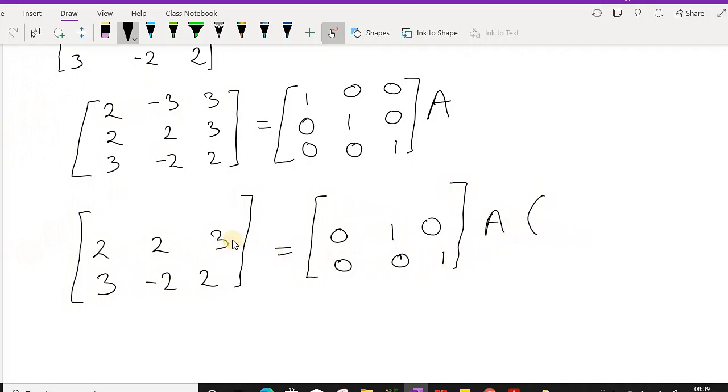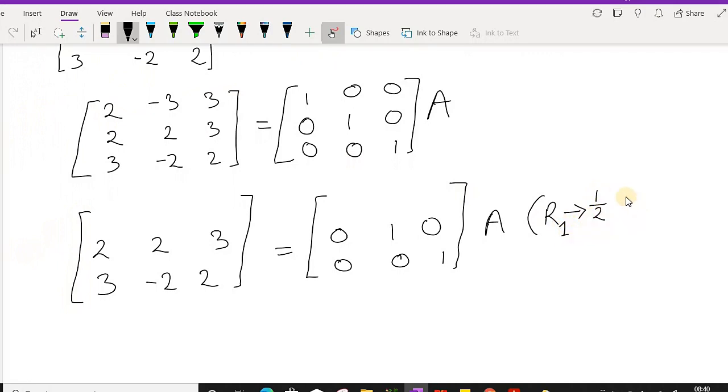We are going to apply R1 changes to make this 1. By which number do we have to multiply? You just see what is there. Here we have to multiply by the reciprocal. Okay, so you have a 2 here, so your 2 reciprocal will be 1 by 2.